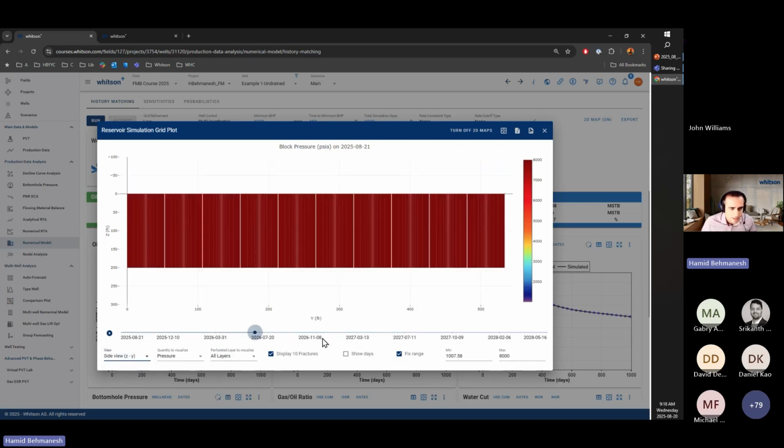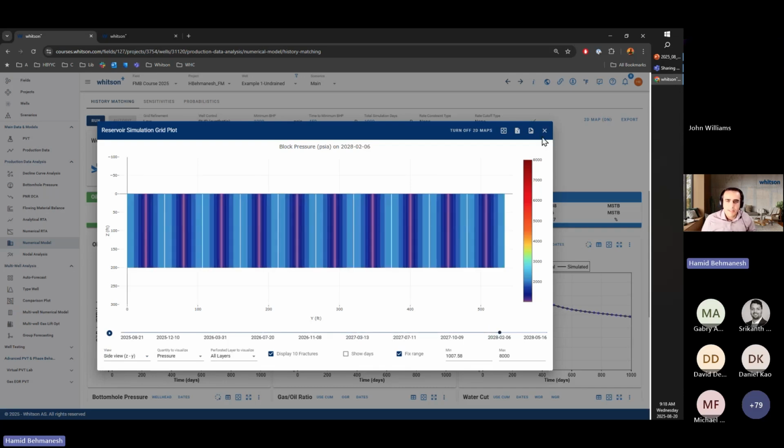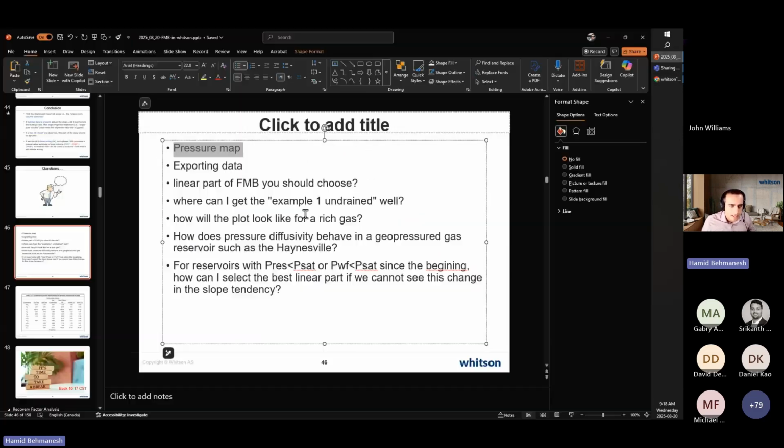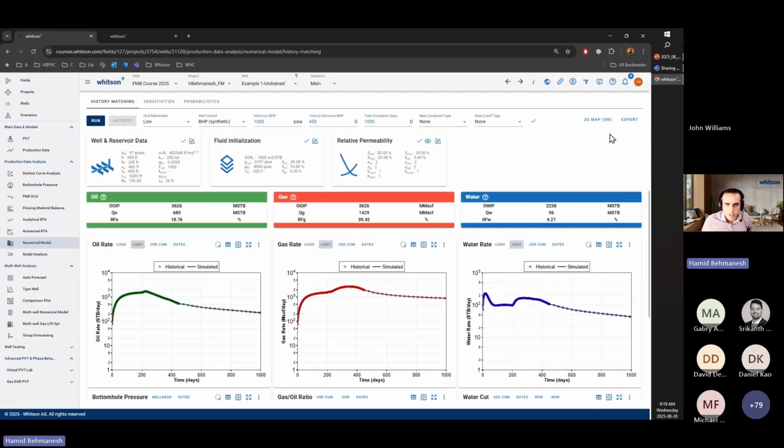So all of them are available here for your reference. And the other question is how to export the data. Simply go to the export on the top right, and there are multiple options here: daily rate, monthly rate. If you export, it's going to be in Excel. There's one option here, set historical data equal to the simulated data. So this is what we simulate, and we're going to set this one as the history of the data, right?